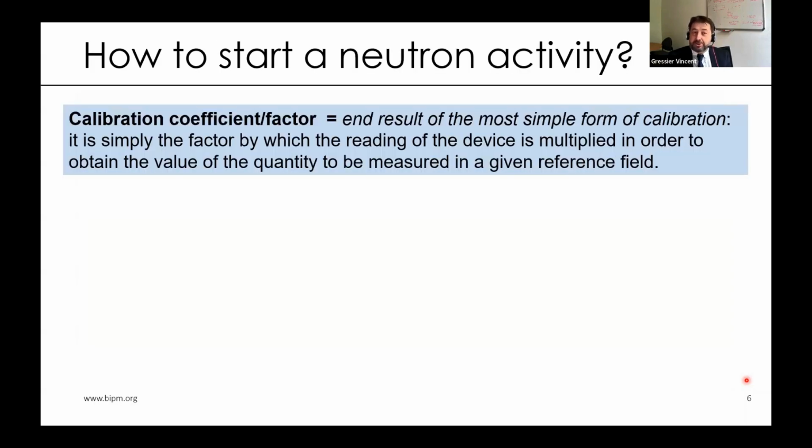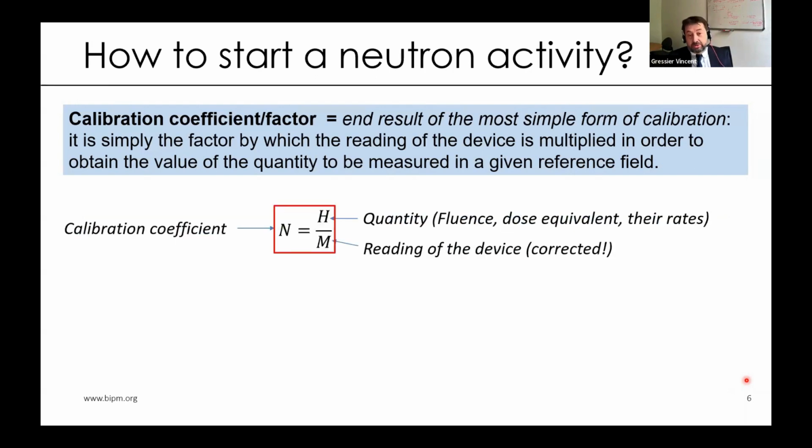Okay, so now the question is, how should someone start a neutron activity? First, they should start by focusing only on the calibration coefficient and factor. It is the most simple form of calibration. It's just a factor by which you multiply the reading of your device in order to obtain the value of the quantity that you are trying to measure in a given reference field.